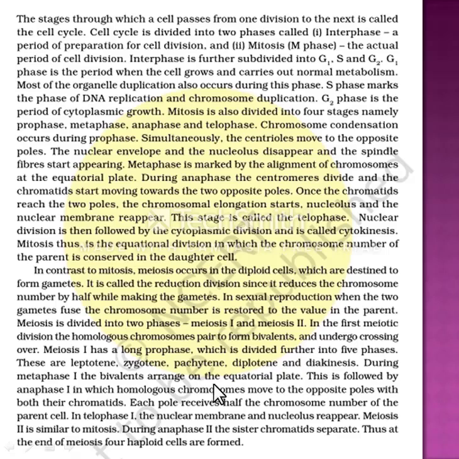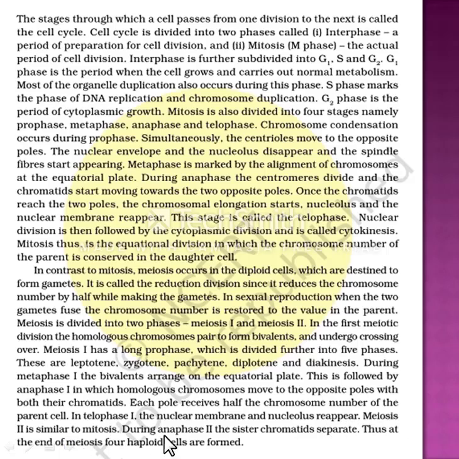During metaphase I, the bivalents arrange on the equatorial plate. This is followed by anaphase I, in which homologous chromosomes move to the opposite poles with both their chromatids. Each pole receives half the chromosome number of the parent cell. In telophase I, the nuclear membrane and nucleolus reappear.